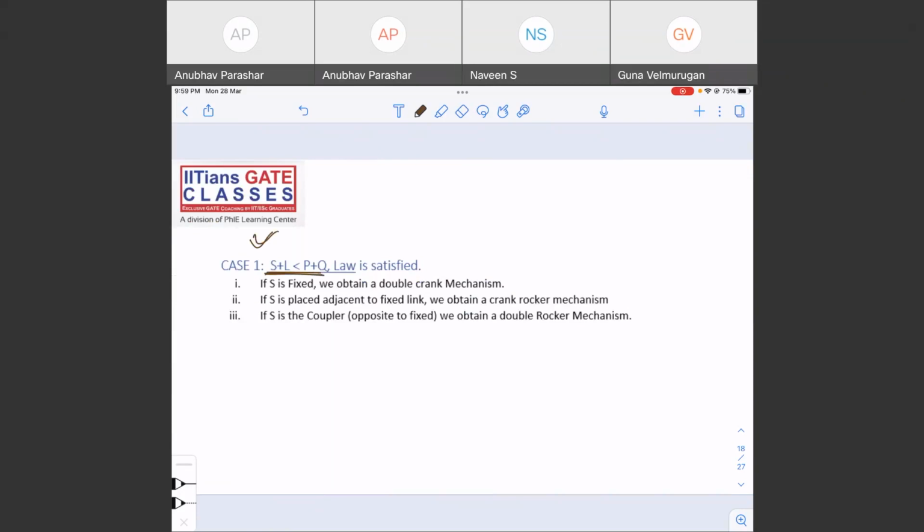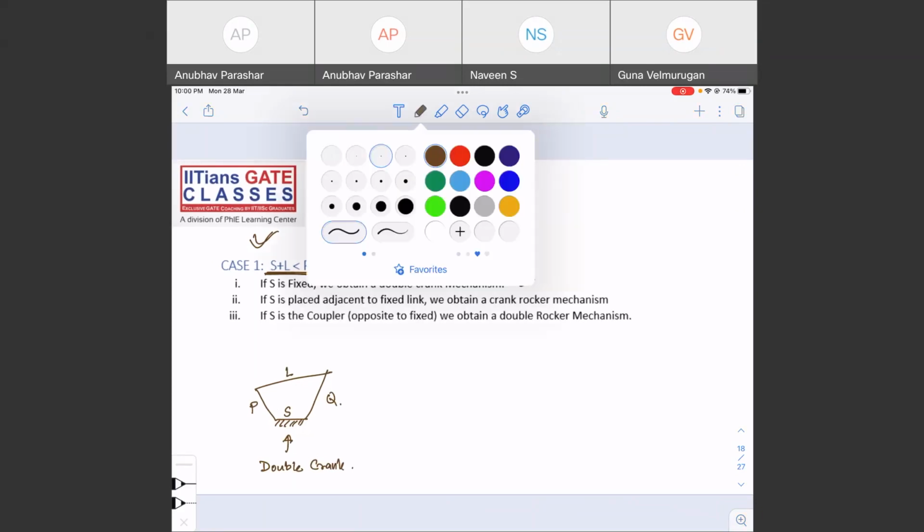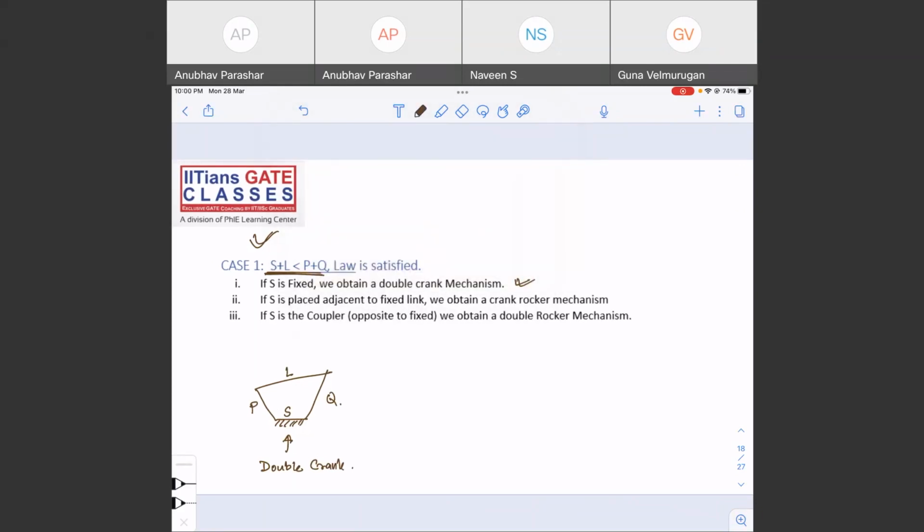Now, if the smallest link is fixed, something important: it can be oriented anyway. Okay? Now, if the smallest link is fixed, you're going to get a double crank. If you're fixing the smallest link, what you're going to get is a double crank mechanism, right?